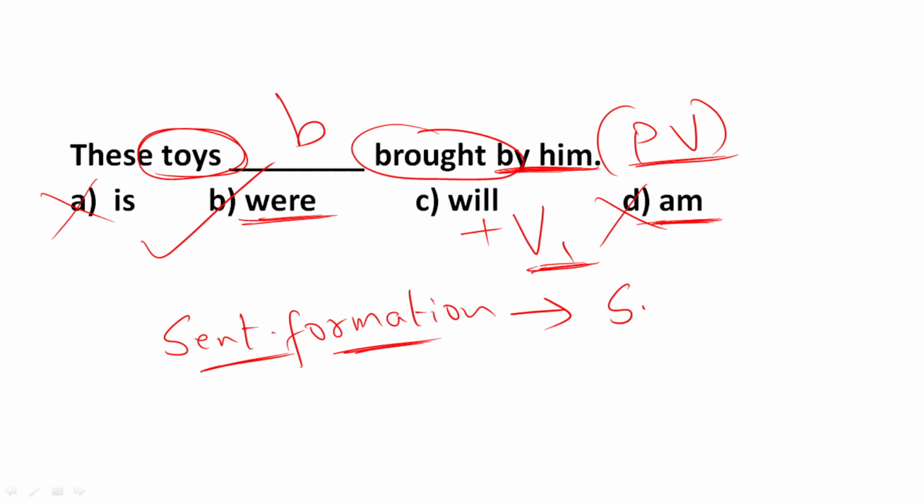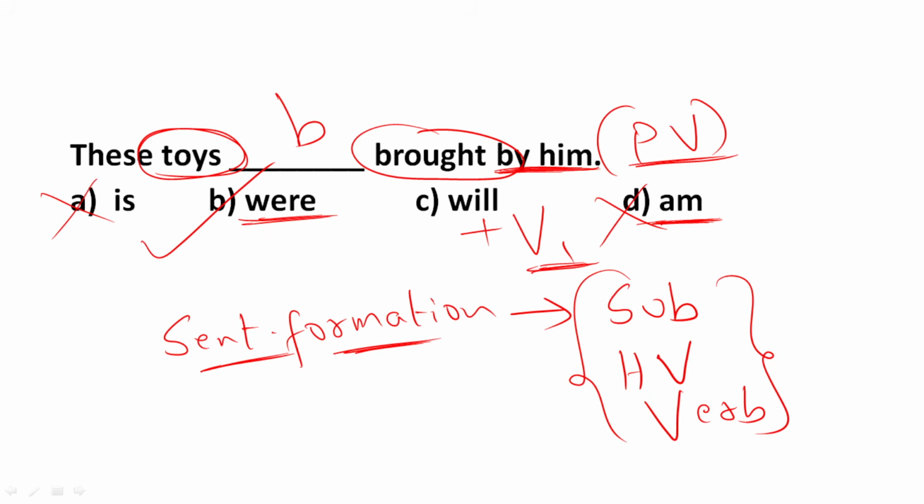What is sentence formation? The relationship between the subject, helping verb, and verb. These three characters together make a sentence. To make a sentence properly, you should know the relationship among them. I hope the session is useful and I hope you understood the points and the rules here.